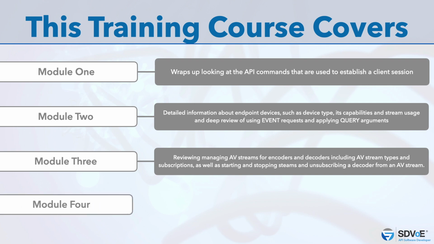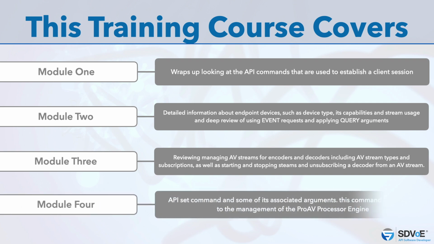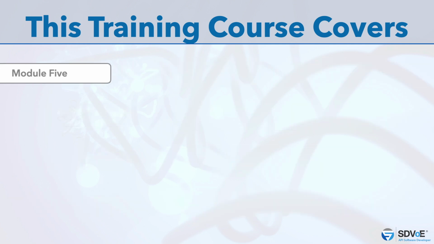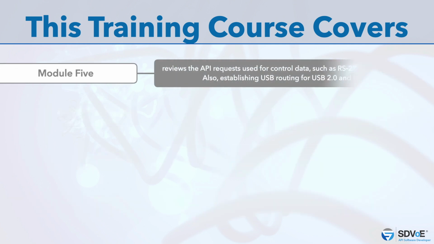Module 4 dives into the API set command and some of its associated arguments, and this command is essential to the management of the Pro AV processor engine. This tool manages advanced functionality, including but not limited to the built-in scaling and video display modes such as fast switch. Module 5 reviews the API requests used for control data such as RS-232, infrared and CEC.